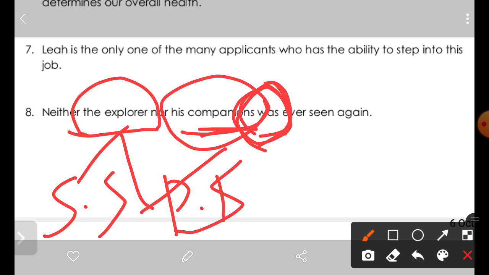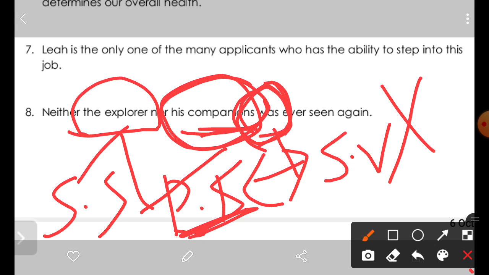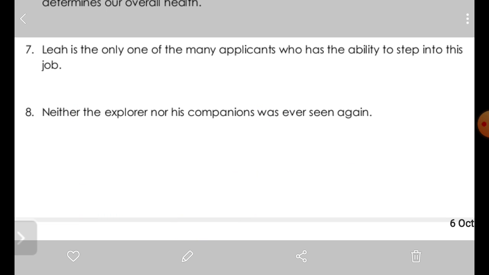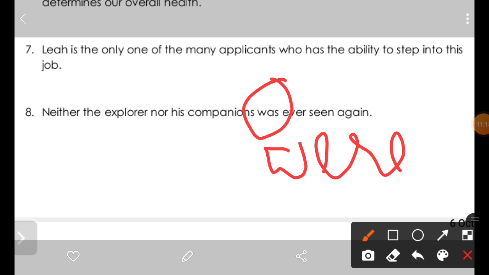So this is your rule of proximity, or we can also call it the rule of nearness. The verb given over here is a singular verb, but the nearest subject is his companions, which is a plural subject. Clear? So is there any agreement between a plural subject and a singular verb? No, it is not. So what do we need to do? We need to change the verb. We have to make a correction in the verb by making it were, W-E-R-E, not R.